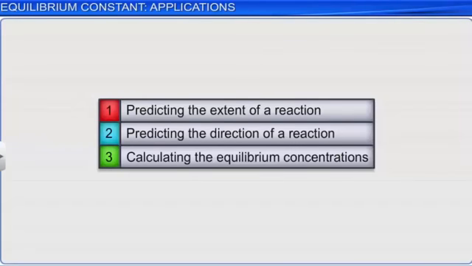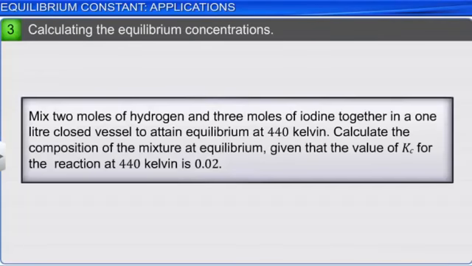Let us now look at how the equilibrium constant helps in calculating equilibrium concentrations. For this, let's consider a problem. Mix 2 moles of hydrogen and 3 moles of iodine together in a 1 liter closed vessel. It attains equilibrium at 440 Kelvin. Calculate the composition of the mixture at equilibrium, given that the value of Kc for the reaction at 440 Kelvin is 0.02.